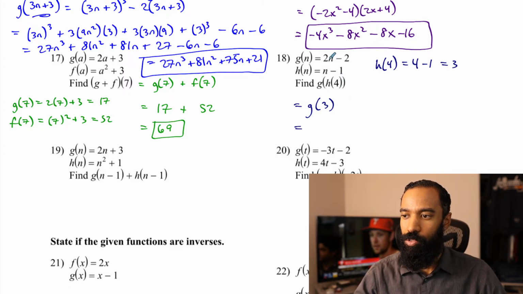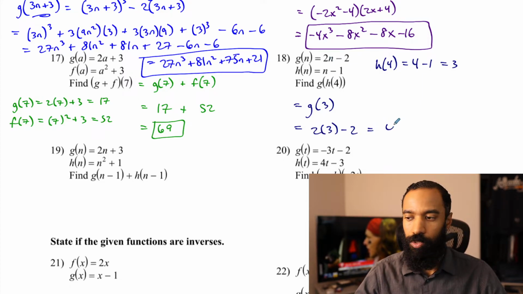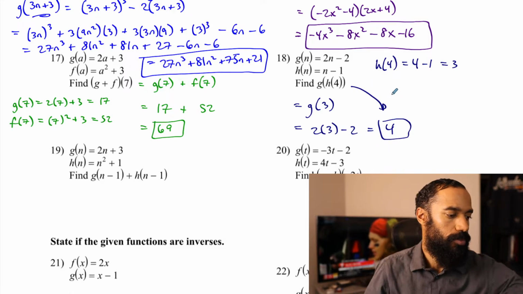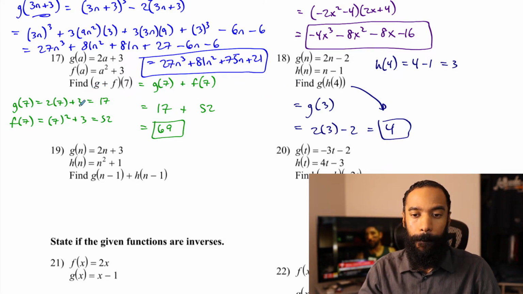3 substitutes for n in G's equation. That's 2 times 3 minus 2. 6 minus 2 is 4. G of H of 4 is 4. That's what that actually becomes. Hold on, just gotta look. Okay. G of H of 4 is 4.